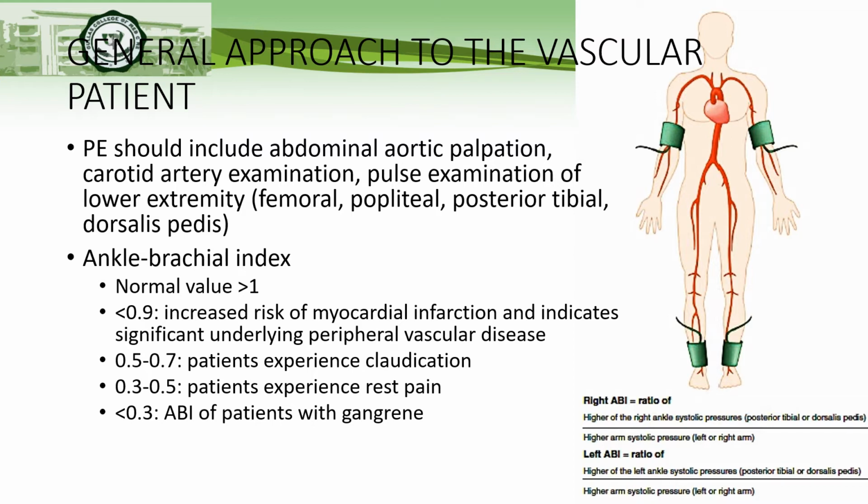So basically, the ABI is determined by measuring the blood pressure in both upper extremities, and the highest systolic BP is used as the denominator. The ankle pressure is also determined using a BP cuff above the ankle and measuring the return to flow of the posterior tibial and dorsalis pedis arteries. So the ratio of the ankle systolic pressure divided by the highest arm systolic pressure is the ankle brachial index.